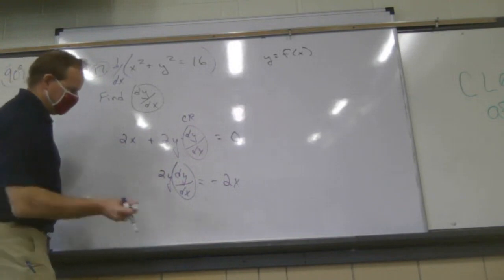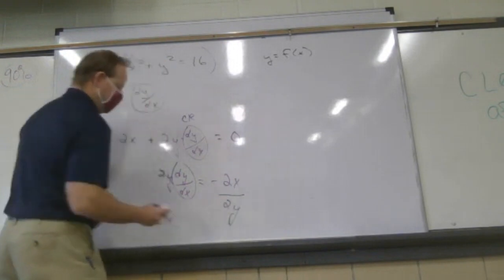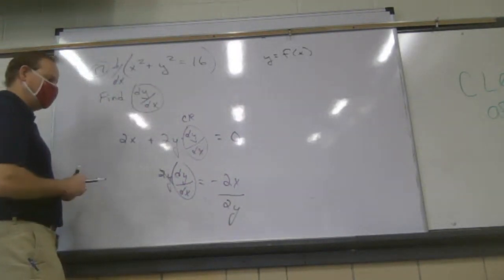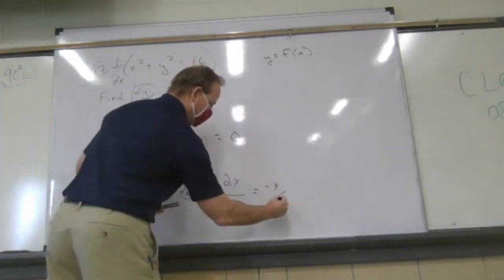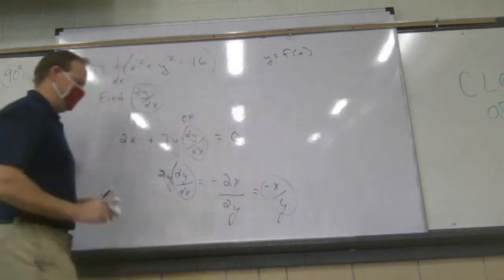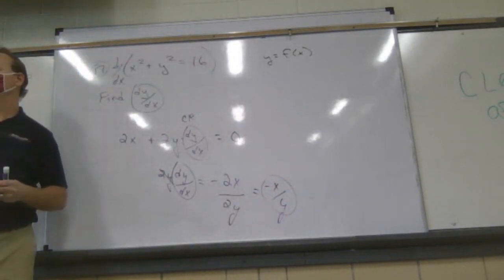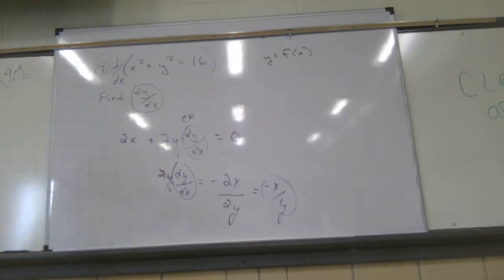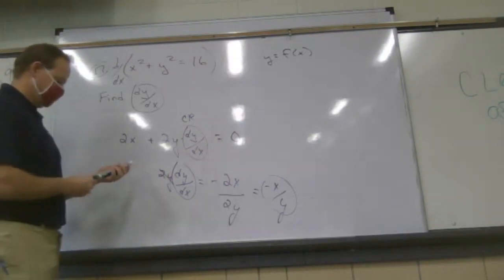Anyway, and then I've got 2y attached by multiplication, so what can I do here? Divide both sides by 2y, and I get that dy dx is minus 2x over 2y, and of course this is equivalent to minus x over y, correct? Which should be the answer in the back of the book. So if you look up the answer in the back of the book, does anybody have that? We can see if that's what they have.